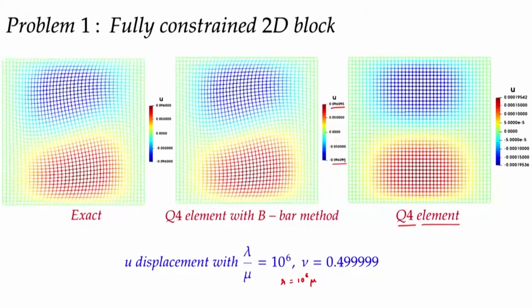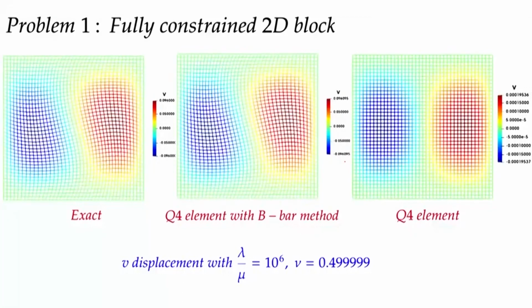Now this is the V displacement. Same thing, the deformation pattern is plotted on a deformed mesh. The deformation pattern is very similar to the exact solution. So the exact and deformed mesh are very close with the B-bar method, but with the Q4 element, that is the standard 4-noded quadrilateral element, it is not matching at all.